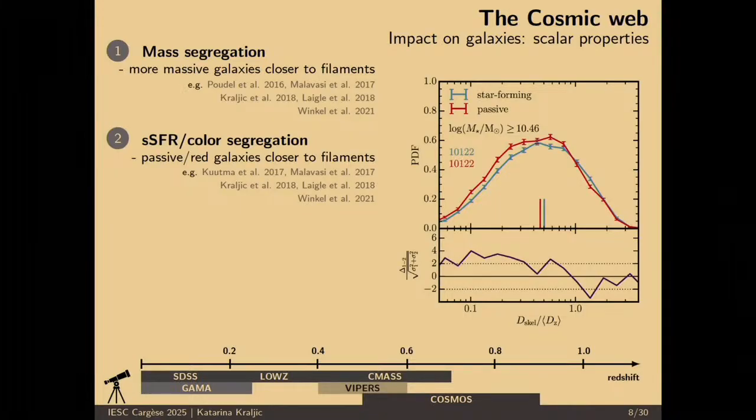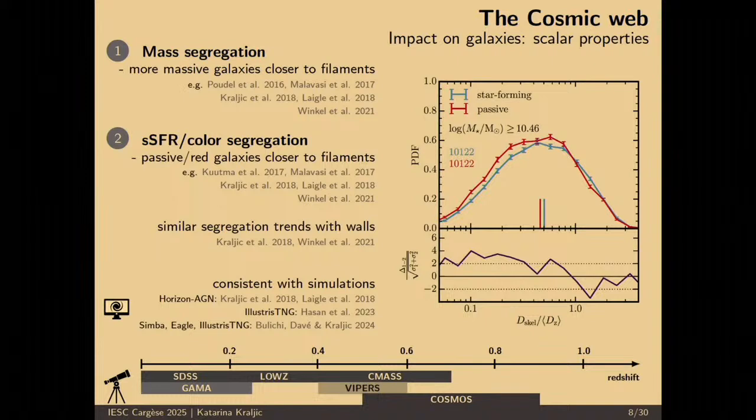Okay, so now we go beyond the effect of the stellar mass. At fixed stellar mass, passive galaxies tend to be located closer to the filaments compared to the star-forming or blue galaxies. And again, this has been found in the observations up to redshift of about 0.9. Similar segregation was found also with respect to the walls. And this is broadly consistent with the measurements from a series of state-of-the-art cosmological simulations that we were discussing previously. So qualitatively, it's in good agreement.